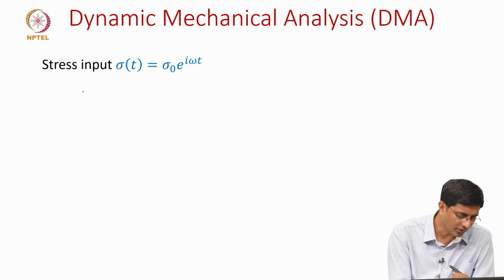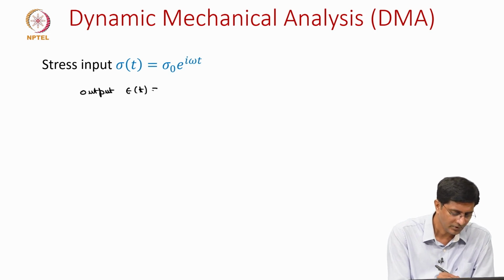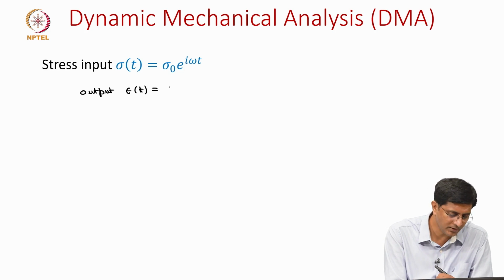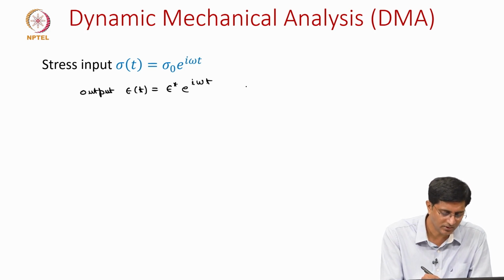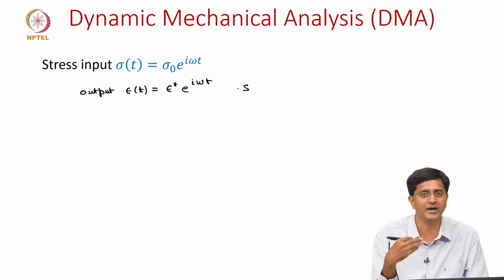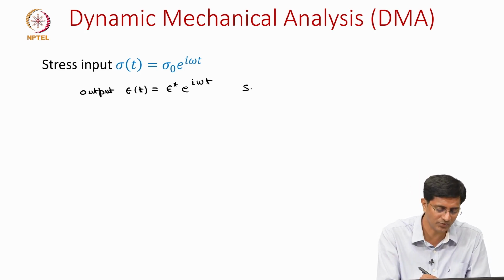So, if we are looking for the output, like previously we will simply start with some complex strain epsilon times e power I omega t, saying that we are able to write this because we observe that both the input and the output have the same frequency.